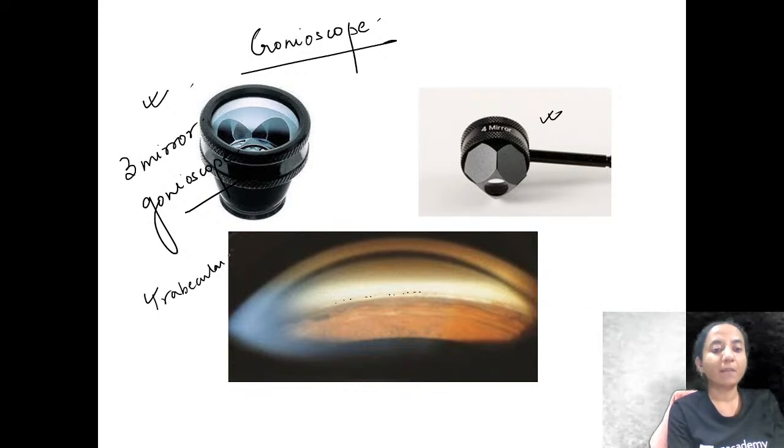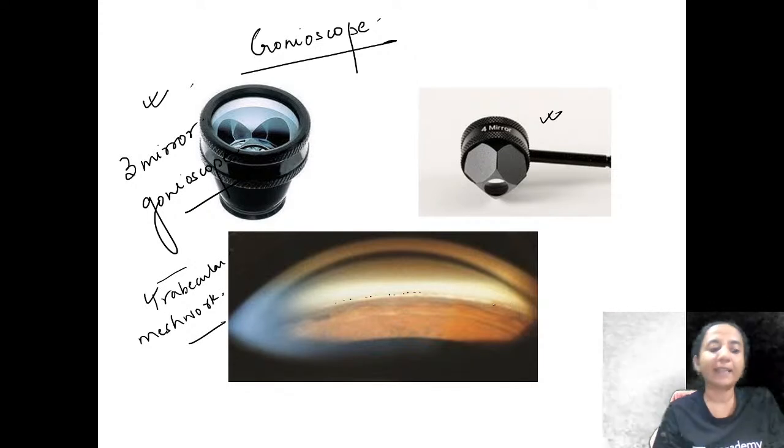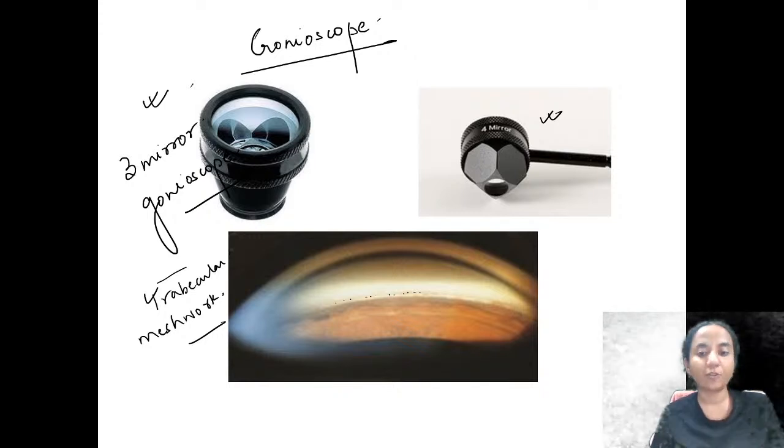This is very, very important because the trabecular meshwork is where the aqueous humor is actually flowing out. So this faintly pigmented line that you see here is your trabecular meshwork. Now, if you are able to see the trabecular meshwork as in this picture, then we call that angle an open angle. And if you are unable to see the trabecular meshwork, then we call this a narrow angle or a closed angle.